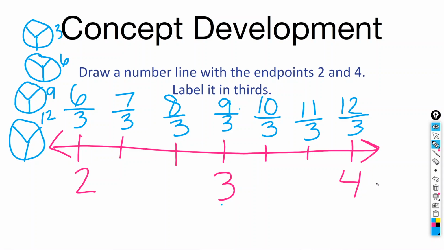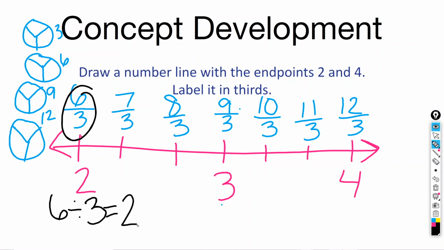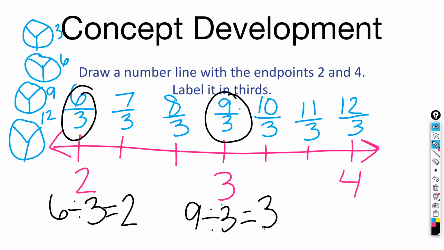number. Also, I said you could check your work by using that trick. So if we look over here at 6 thirds, 6 divided by 3 equals, if you count by threes, 3, 6. You count 2 times. 6 divided by 3 equals 2. Let's do 9 thirds. 9 divided by 3. Count by threes. 3, 6, 9. You had to count 3 times. 9 divided by 3 equals 3 wholes.